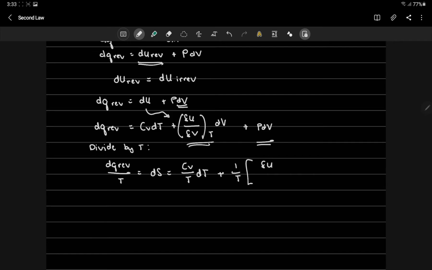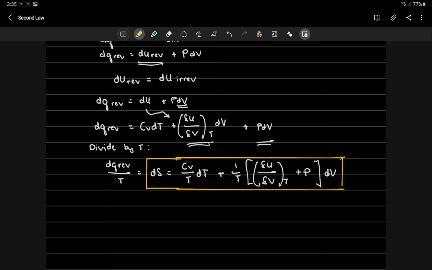Partial derivative of u with respect to v at constant t plus pressure. Okay, of course, don't forget to include differential v. So this equation now is the general entropy equation. Ibig sabihin, kahit ano pa man yung gas mo, perfect or not perfect, at kahit ano pa man yung process mo, isothermal, isobaric, etc., you can derive those equations galing siya dito sa general equation na to. So please take note of this equation.